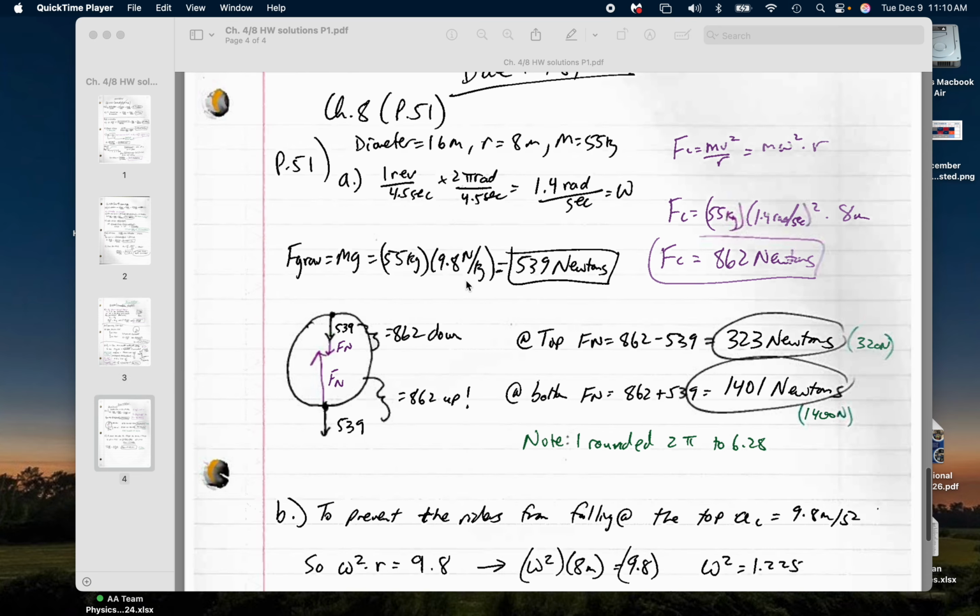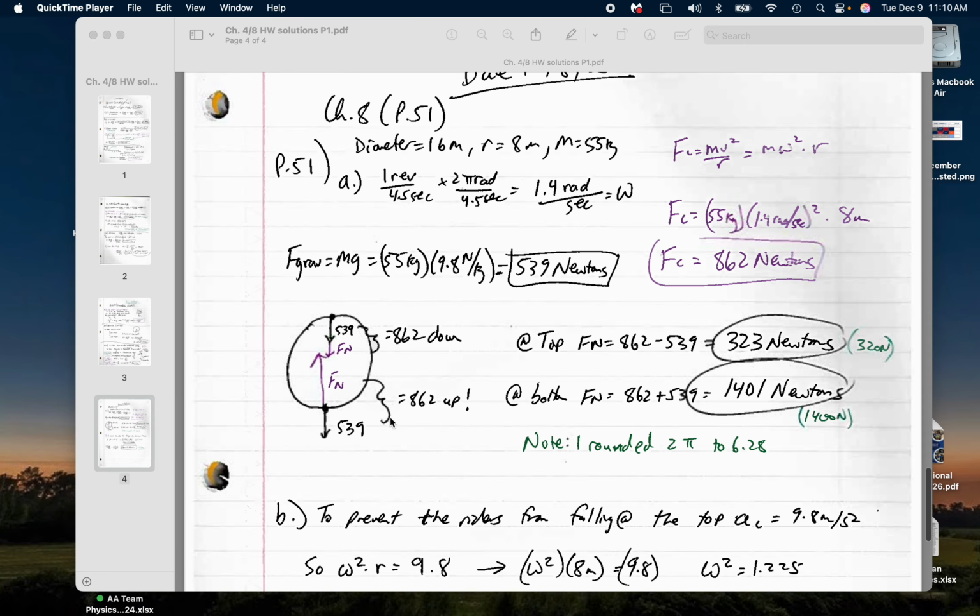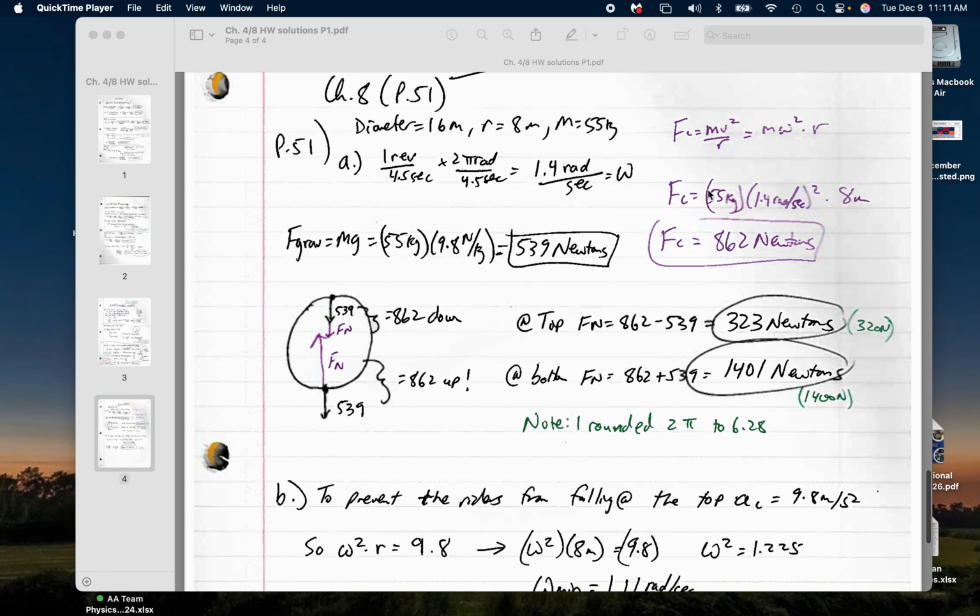Okay. Problem 51 was this amusement park ride. I went over this. So it's a vertical circle. The key thing here is you've got to have the radius. Essentially, you can figure out the centripetal force for this person of mass 55 kilograms. You can figure out the angular velocity. It said it took 4.5 seconds to go in one circle. So if I know the angular velocity is 1.4 radians per second, centripetal force is mass times omega squared times r, so that's 862 newtons. That would be true at the top or at the bottom.